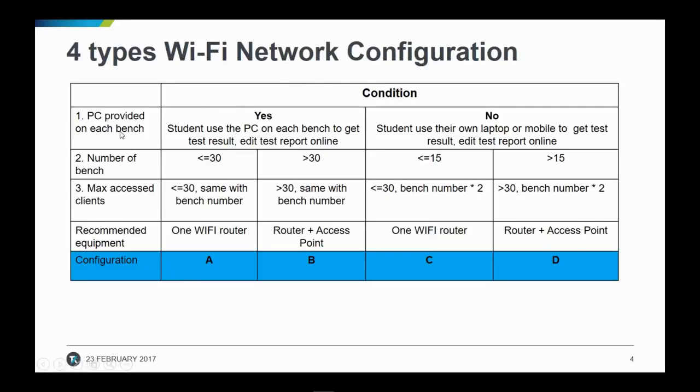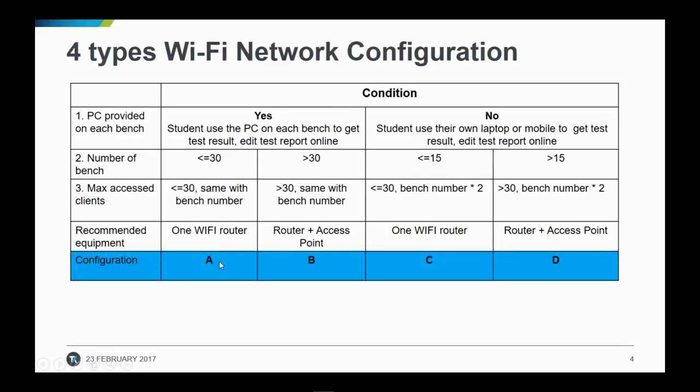There are 3 criteria. The first one is whether a PC will be provided or not on each bench. And then we need to know the number of the benches in the lab. With these 2 pieces of information, we can decide the maximum accessed clients. In general, if the maximum accessed clients is less than 30, we would recommend using 1 Wi-Fi router. If the maximum accessed clients is more than 30, we would suggest using router plus access points.